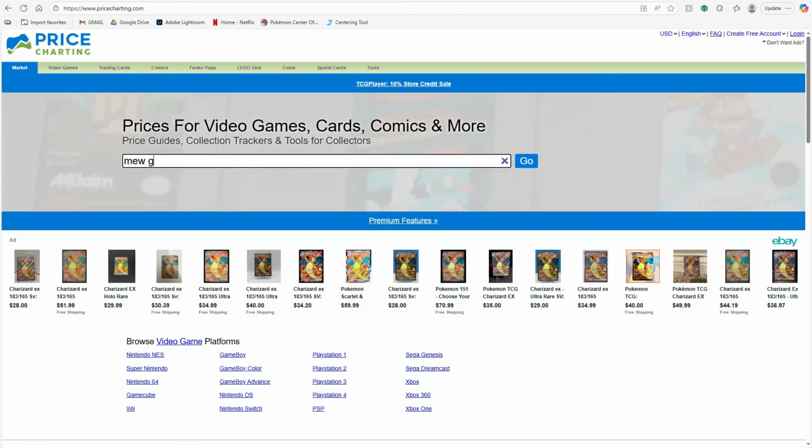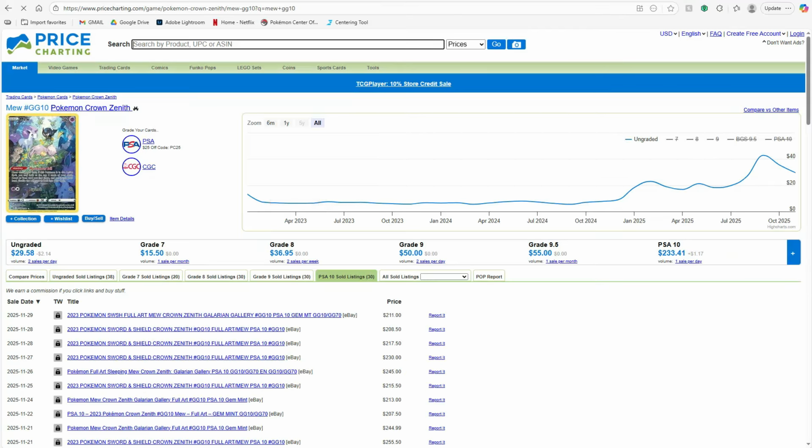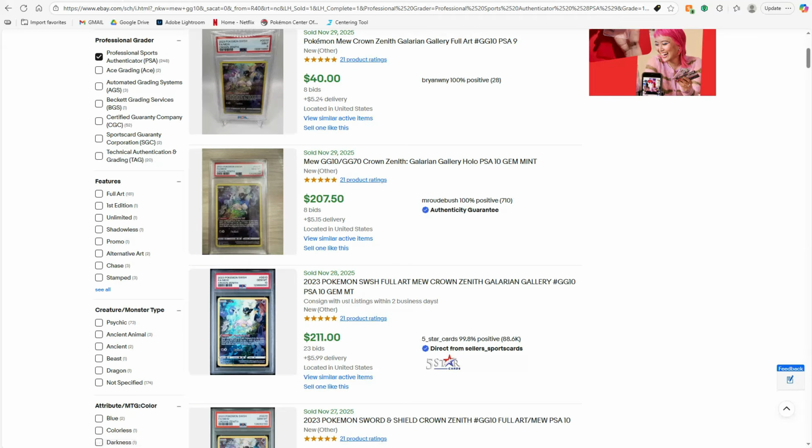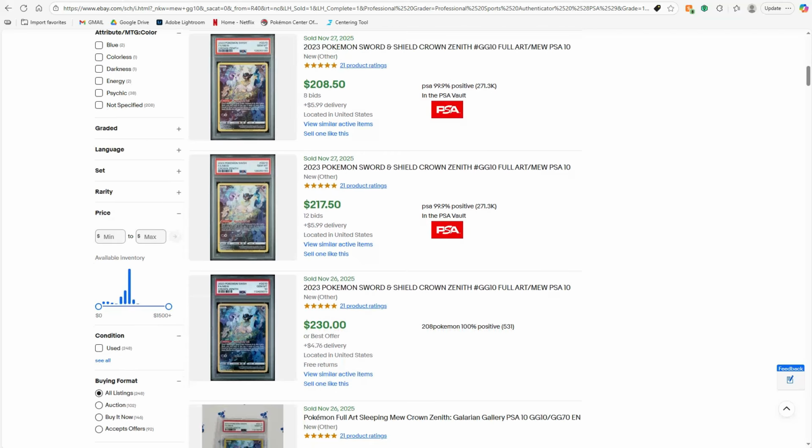Now, if you're new here or new to grading in general, like I am myself, I like to go to PriceCharting. A lot of people like it, some people don't, and that's perfectly fine, but it gives you a pretty good idea of the current grades out there as well as eBay auctions. But on top of that, I also go to eBay myself and I like to look at the most recently sold items.